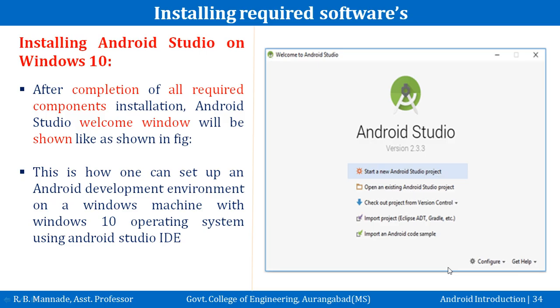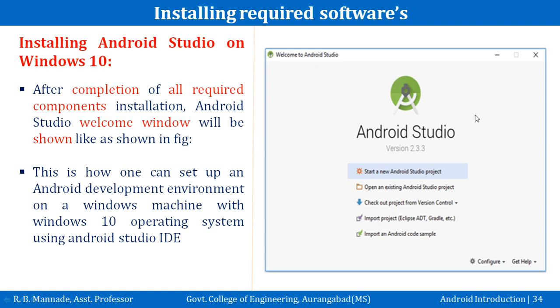Okay, and after clicking on the finish button, it will open the welcome window of Android Studio. Here you will see 5 options. First is to start or create a new project. Second is to open an existing Android project. Accordingly you can choose the rest of the three options from this welcome window of Android Studio.